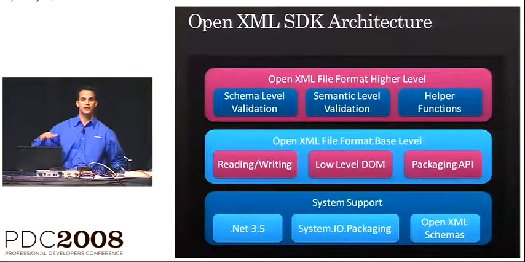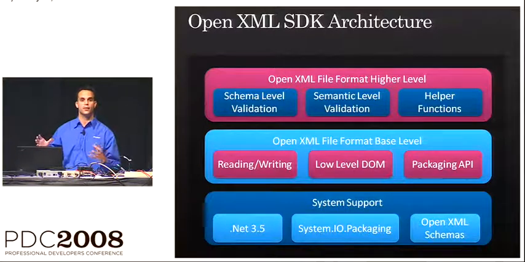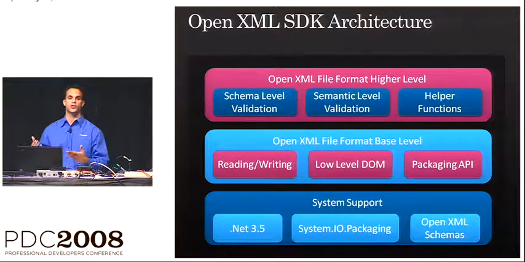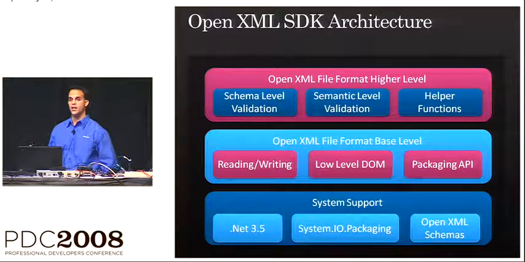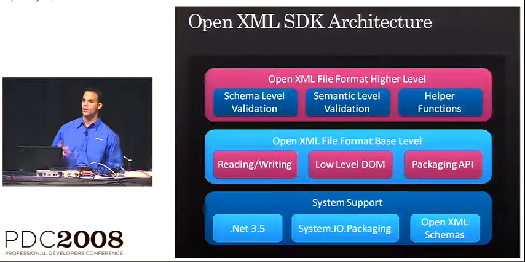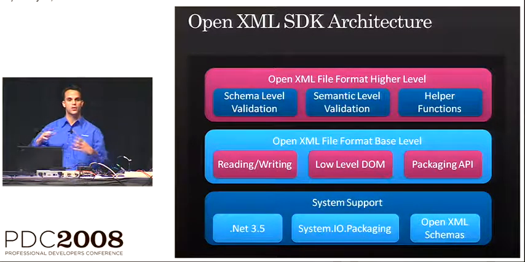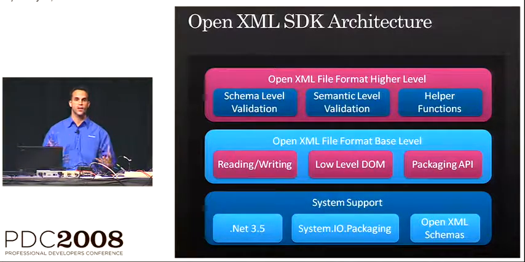All right, so we built the SDK in a layered approach. The first layer that we call is the system support layer. This is basically the layer that we built our technology off of. So as I mentioned before, we built off of .NET. In our case, we've built off of .NET 3.5 to leverage some of the LINQ technology. We've built off of System.IO.Packaging to allow us to create packages, to unzip the files, and to manipulate the parts. And of course, we've built off of the OpenXML schemas. So the schemas represent our file formats.